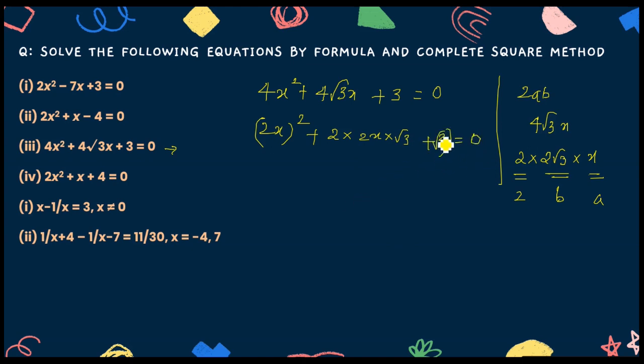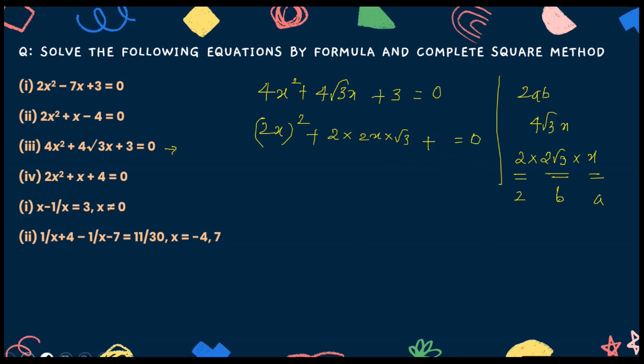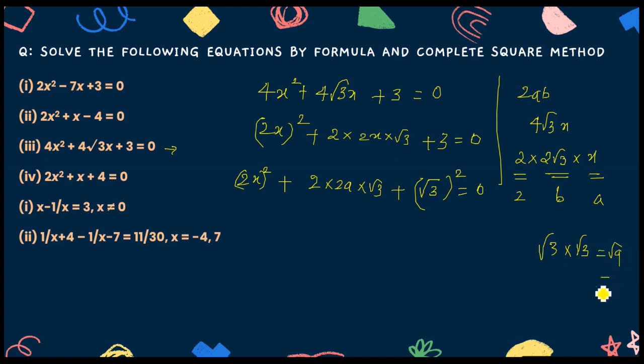Or you can write this as root 3 square. We'll do that in the next step. No problem. That's what I want to explain, right? So see here, that is 3. So next step. Now this is (2x) whole square plus this is kind of 2ab, and 3 can be written as (root 3) whole square. Agree or not? Yes. Root 3 into root 3 is root 9. Root 9 is nothing but 3. That means it is root 3 square. Correct? Agree?